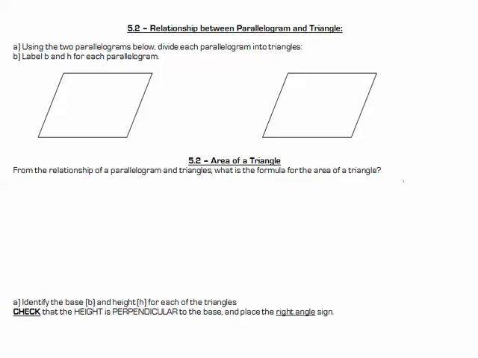Great, so welcome back to grade 7 math. We are now looking at 5.2, which is the relationship between parallelograms and triangles.